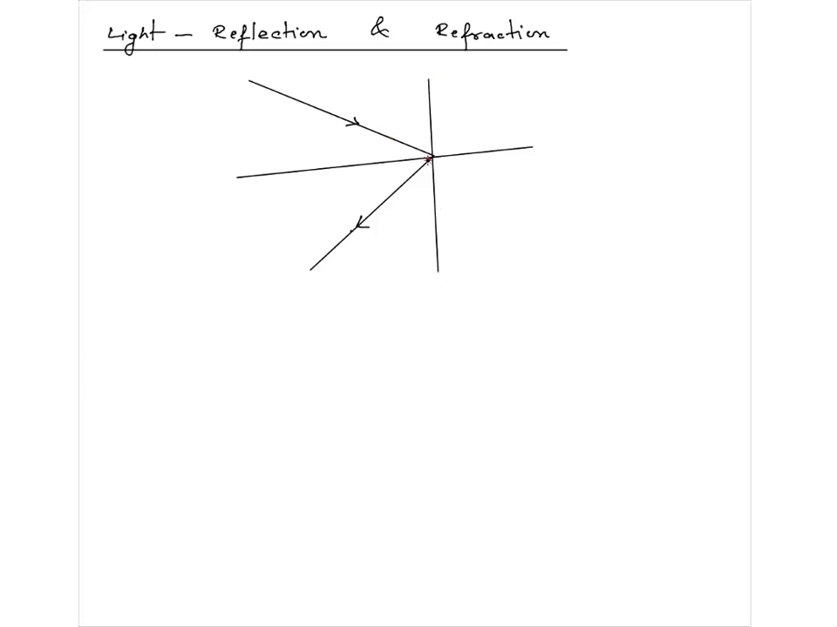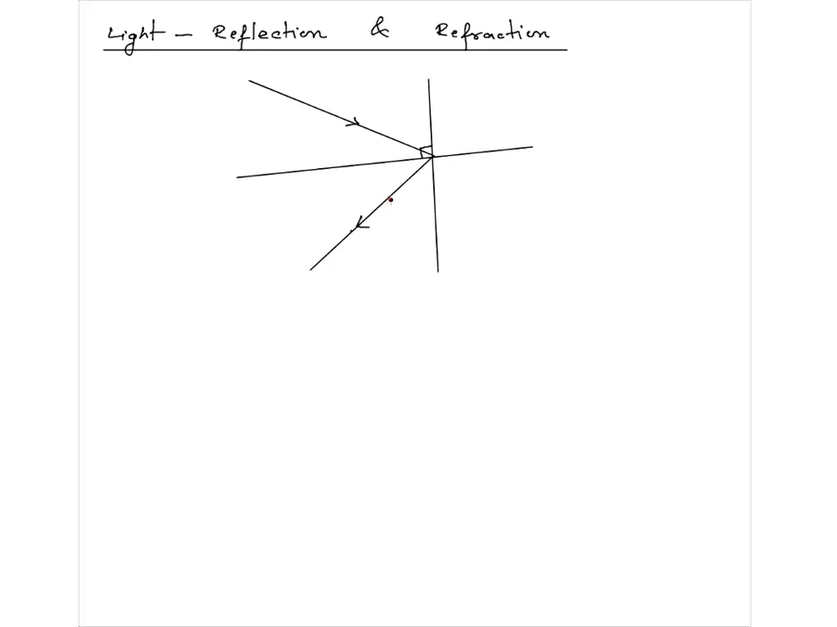Incident ray, the reflected ray, and this is the normal to the surface. They are all in the same plane. Line number 1, line number 2, line number 3. They lie on the same plane, right? That's the rule. And this angle is equal to that angle. I hope you understand what's the meaning of 3 lines lying on one plane.